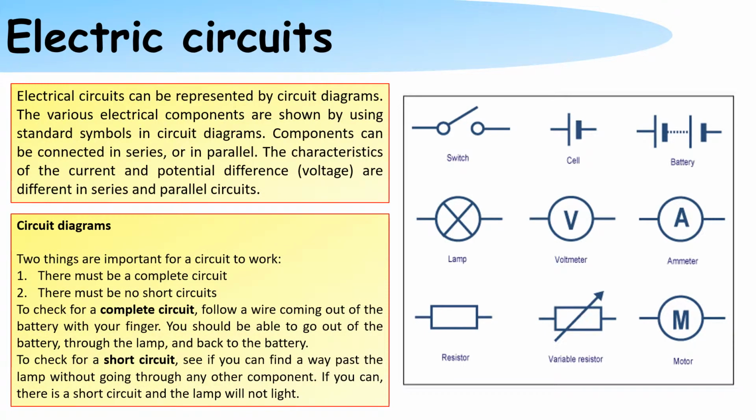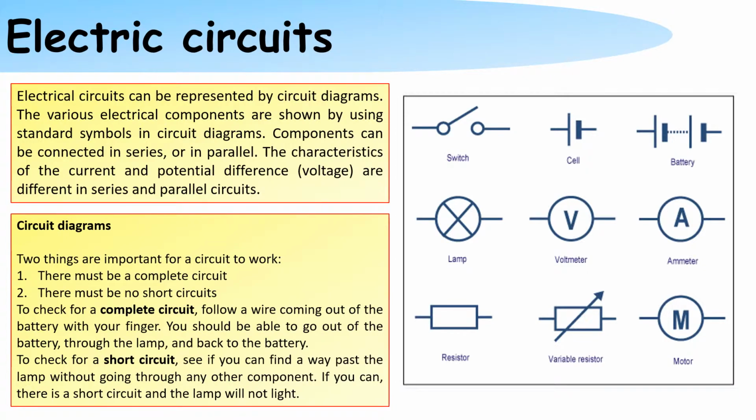When drawing circuit diagrams, there are two important things that you must consider. There must be a complete circuit, and there must also be no short circuits. So remember, when you're drawing it, check for gaps, as leaving gaps could lose you easy marks. To check for a complete circuit, follow the wire coming out of the battery with your finger.